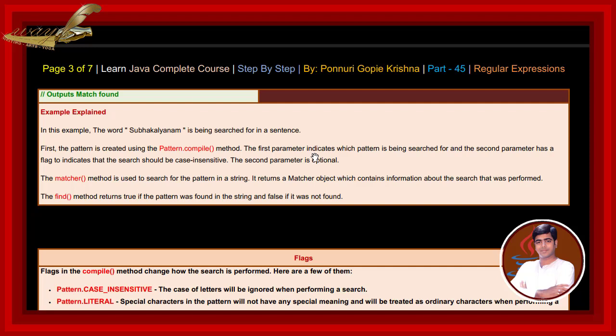First, the pattern is created using the Pattern.compile method. The first parameter indicates which pattern is being searched for, and the second parameter has a flag to indicate that the search should be case insensitive. The second parameter is optional. The matcher method is used to search for the pattern in a string. It returns a Matcher object which contains information about the search that was performed. The find method returns true if the pattern was found in the string and false if it was not found.